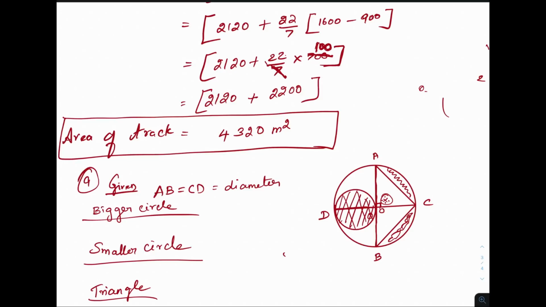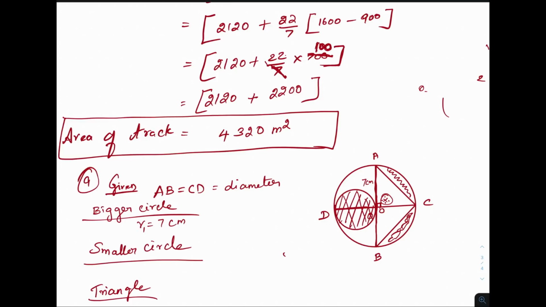First we need to know the outer circle, that is the bigger circle's radius. What they have given is OA is equal to 7 centimeter. This shows that the bigger circle's radius will be 7 centimeter.